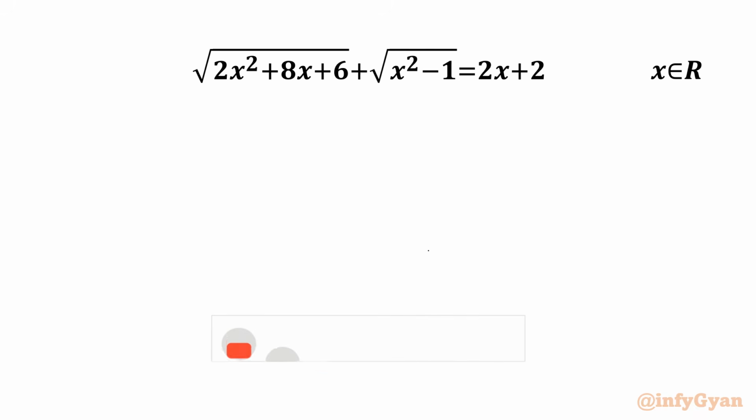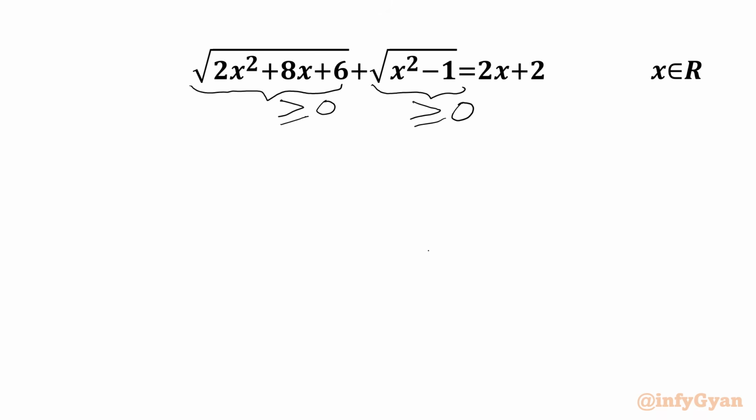In real numbers, we know that a square root must be non-negative. So we'll write here should be greater than or equal to 0. Here also we'll write must be non-negative, so greater than or equal to 0. Sum of two non-negative numbers must be non-negative number. So we will write 2x plus 2 must be non-negative number.